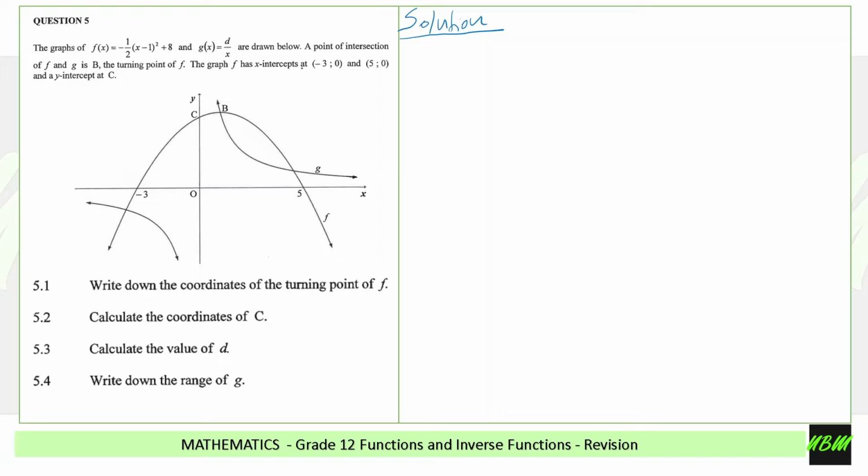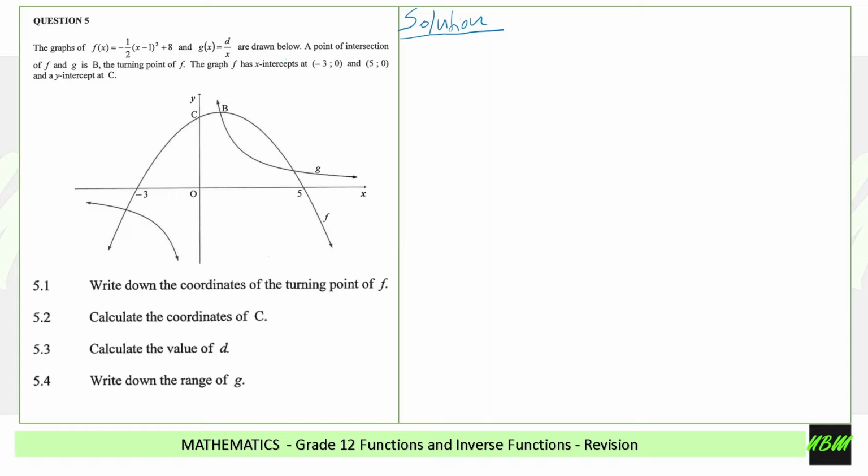5. Let's start with the statement. The graphs of f of x and g of x are drawn below. And from the equation, together with the graphs, we can see that the graph of f of x is a graph of a quadratic function, a parabola, and the graph of g of x is a hyperbolic function.